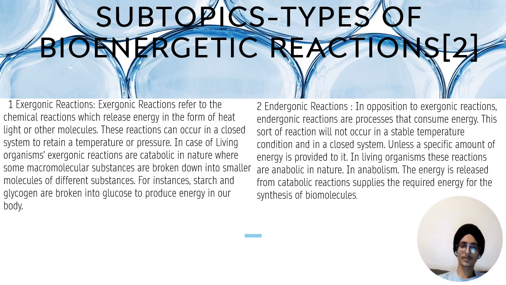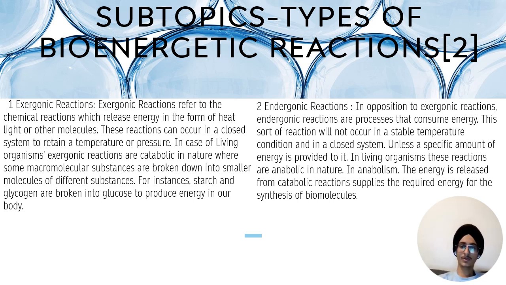Now we are going to read about some of the types of bioenergetic reactions. First of all, we're going to talk about exergonic reactions. Exergonic reactions refer to the chemical reactions which release energy in the form of heat, light, or other molecules. These reactions can occur in a closed system to retain a temperature or pressure. In living organisms, exergonic reactions are catabolic in nature, where some macromolecular substances are broken down into small molecules of different substances. For instance, starch and glycogen are broken down into glucose to produce energy in our body.